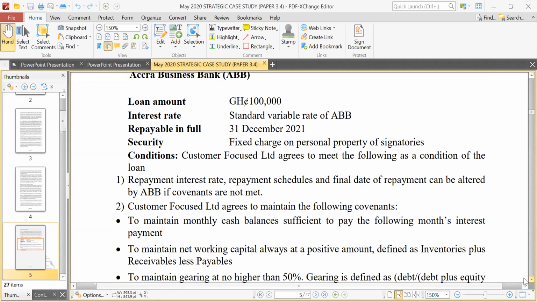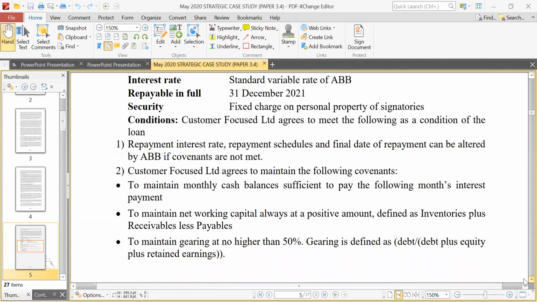Conditions. Customer Focus Limited agrees to meet the following as a condition of the loan. 1. Repayment interest rates, repayment schedules, and final date of repayment can be altered by ABB if covenants are not met. 2. Customer Focus Limited agrees to maintain the following covenants: to maintain monthly cash balances sufficient to pay the following month's interest payment; to maintain net working capital always at a positive amount, defined as inventories plus receivables less payables.